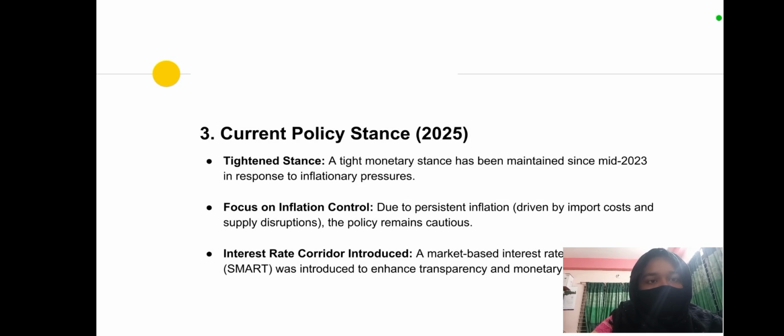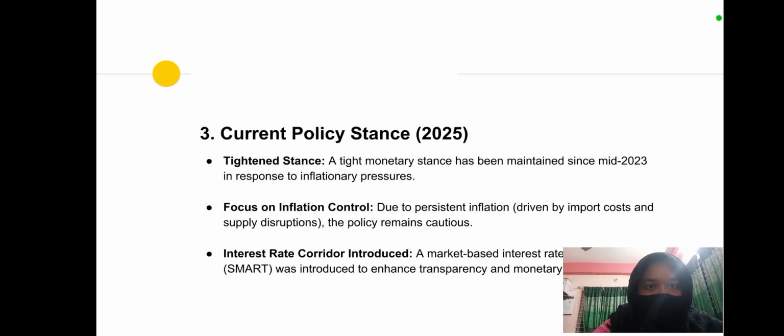Then current policy stance 2015. Tightened stance. A tight monetary stance has been maintained since mid-2023 in response to inflationary pressures. Then focus on inflation control due to persistent inflation driven by import cost and supply disruptions, and the policy remains cautious. Interest rate corridor introduced.